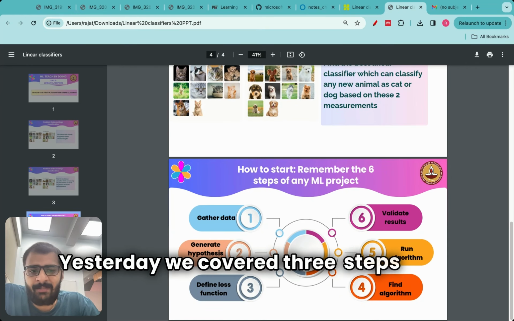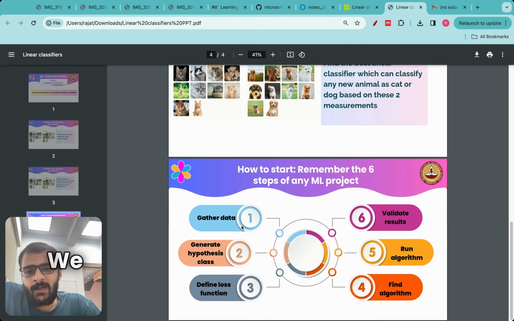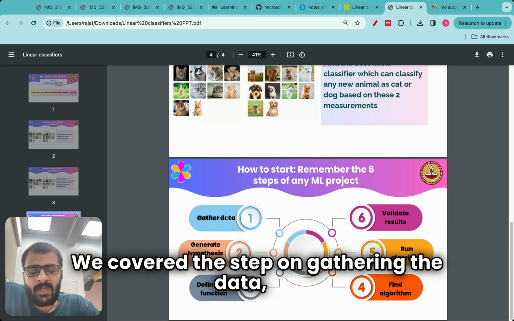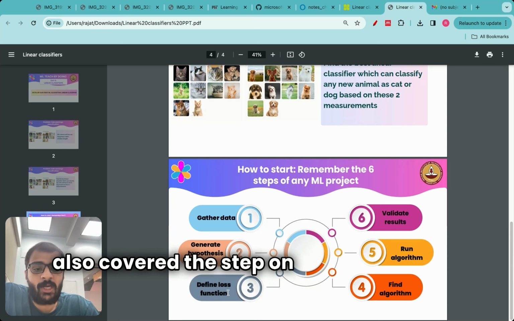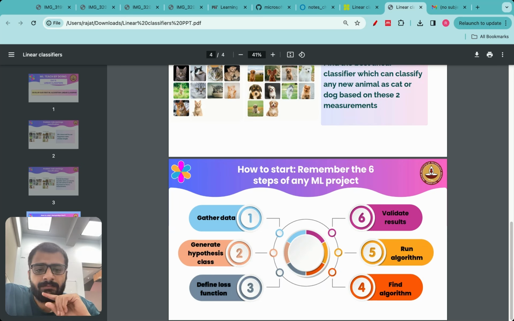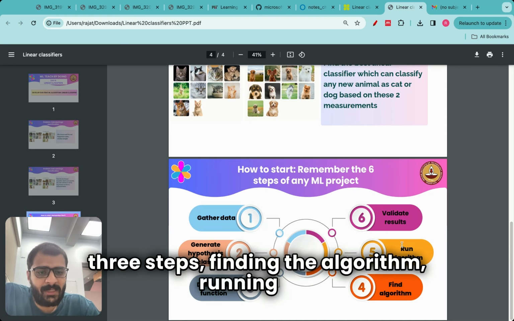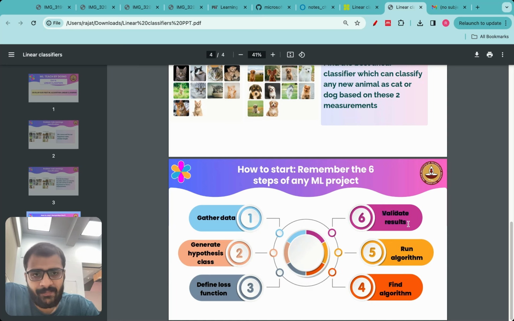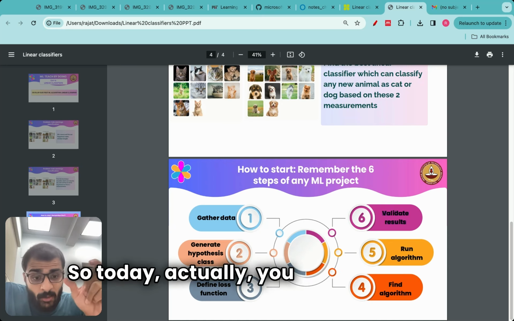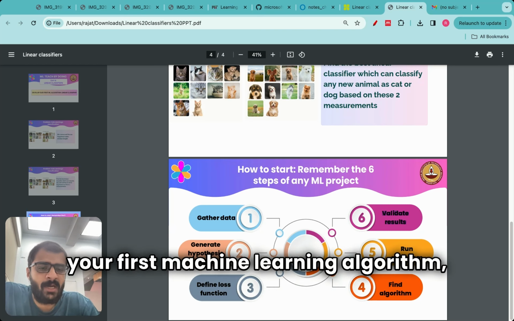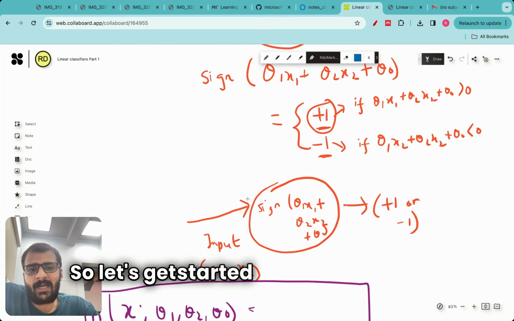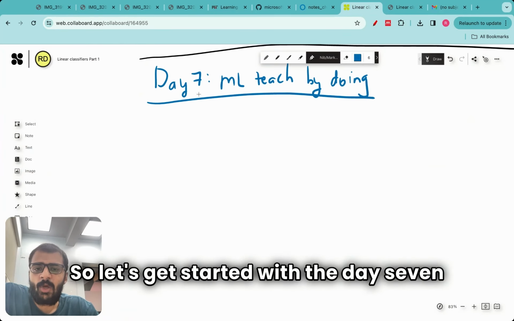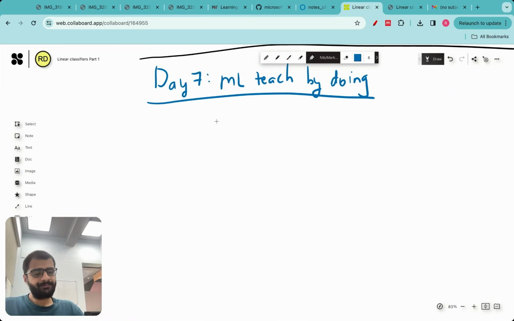Yesterday we covered three steps of the ML project: gathering the data, generating the hypothesis class, and defining the loss function. Today we'll be looking at the remaining three steps: finding the algorithm, running the algorithm, and validating the results. So today you will write down your first machine learning algorithm, run it, and also validate the results. Let's get started with day 7 of the machine learning teach by doing project.